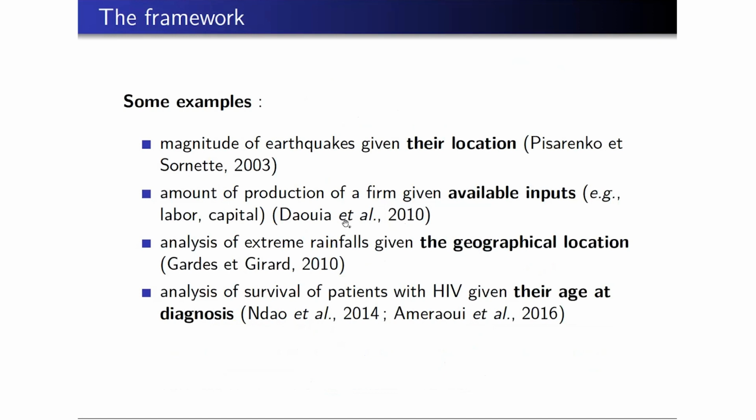And we can give some examples in the literature. For example, the magnitude of earthquakes given their location, where the location is my covariate, or the amount of production given available inputs. We can also deal with rainfalls given the geographic location, or analyze survival of patients with HIV given their age. And so the focus here is the conditional extreme value index.